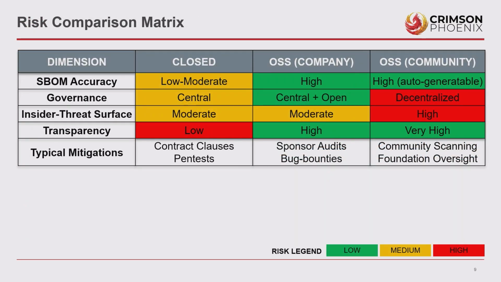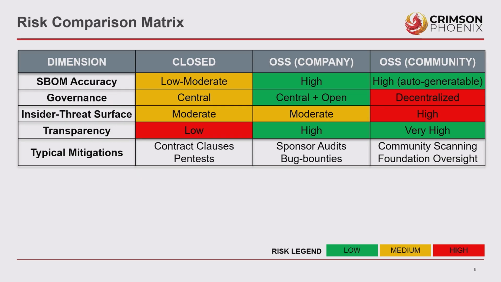Risk comparison matrix, I threw that up there. As you can see, the high is red. So you get a lot of lack of transparency in closed sources. You get more transparency as you go through that, but governance, insider threats, stuff like that become higher when you get into open source. So there's trade-offs to look at.